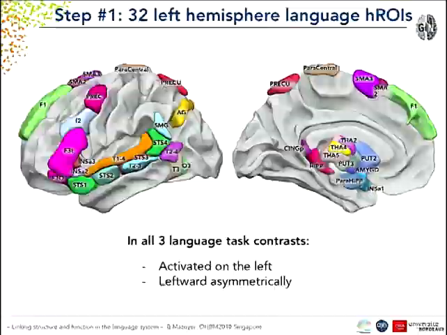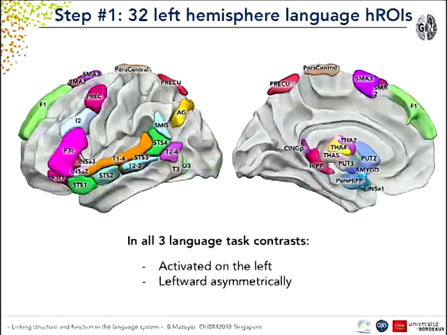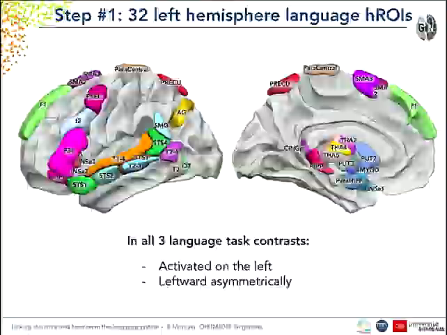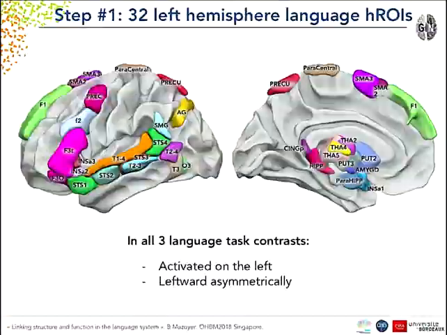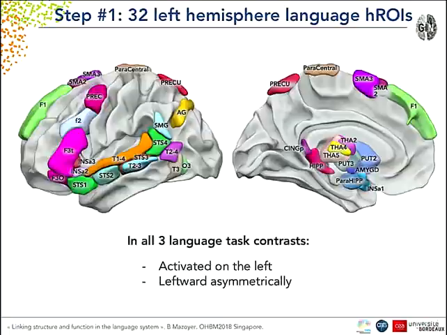This is a set of AICHA pairs of regions where you have activity on the left in all 3 contrasts, and also leftward asymmetry, which means that in this language task, activity is significantly higher in the left and significantly activated in the left. So at the first gross level, you find again this big network looking at the temporal cortex and the frontal cortex, but you have also other activity within the gray nuclei, and also at the parahippocampal and hippocampal regions. So that was the first step.